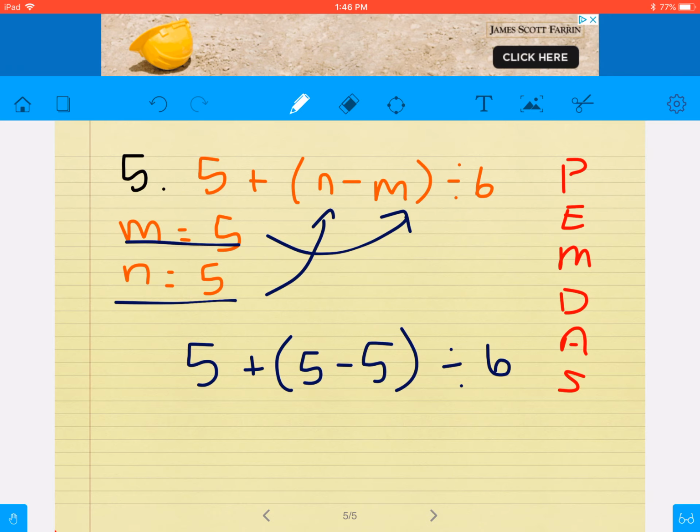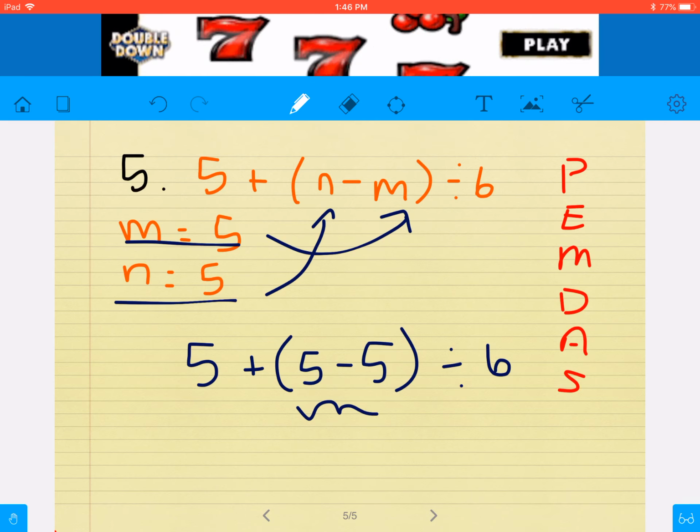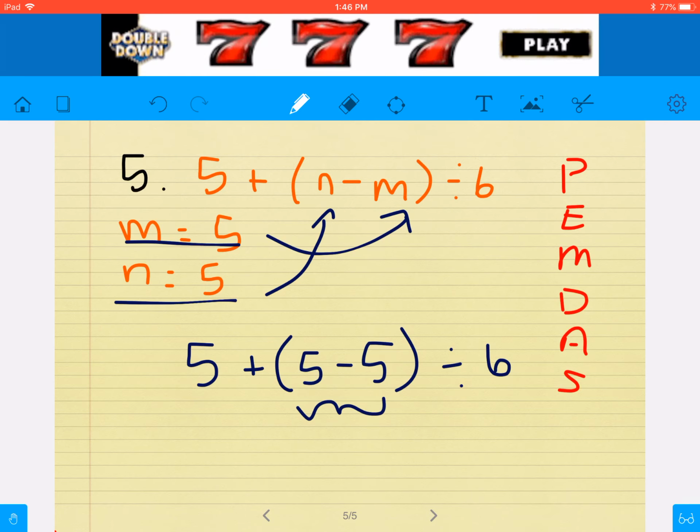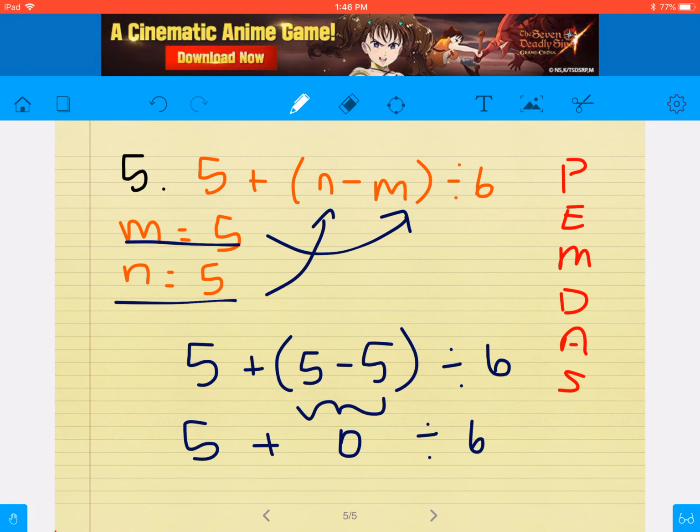Now we can use our PEMDAS, starting with our parentheses, which we do have in this problem. So we're going to do 5 minus 5, which gives us 0. Leave that 0 there. Make sure that you bring everything else in. All right. Then we're going to check for exponents. We don't have any. We'll check for multiplication. We don't have any multiplication. But we do have division, which is going to be 0 divided by 6. So 0 divided by 6 gives us 0.